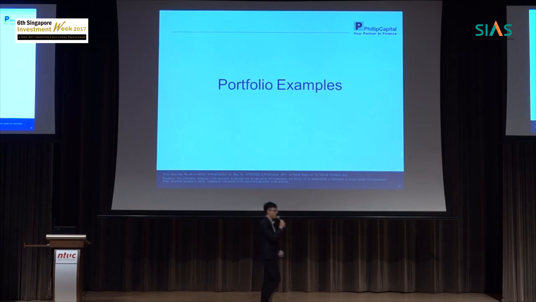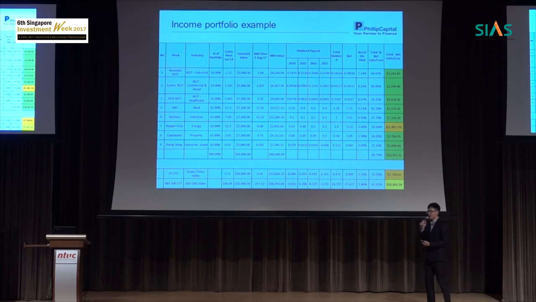Okay, portfolio examples. I'll share some examples of portfolios, probably of my clients or that I constructed myself. The first one, we look at the passive income portfolio. The purpose of the income portfolio is to generate passive income. So that's why we choose high dividend stocks that have been paying consistently year on year. And that's why we weight the portfolio 35% into REITs, because REITs are historically high dividend yield payers and they've been consistently paying dividends year on year. So that's why we weight 35% into the portfolio, a higher weightage.